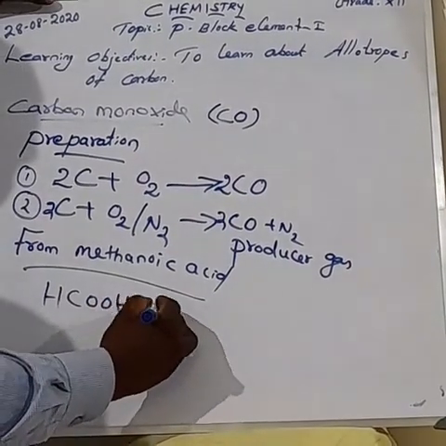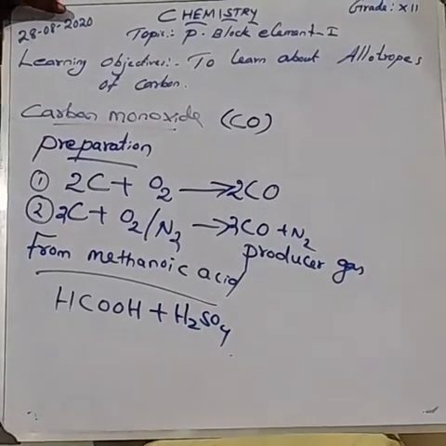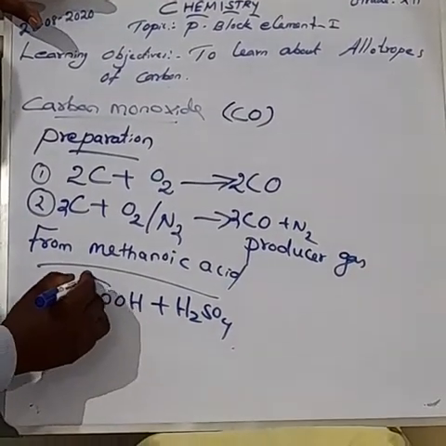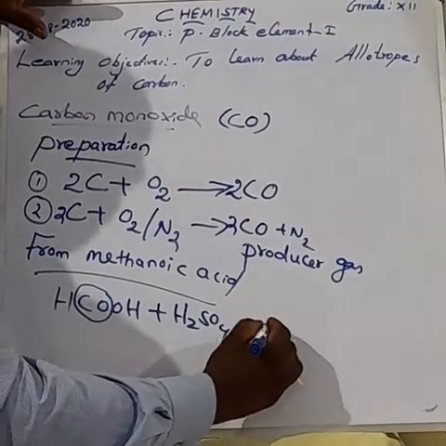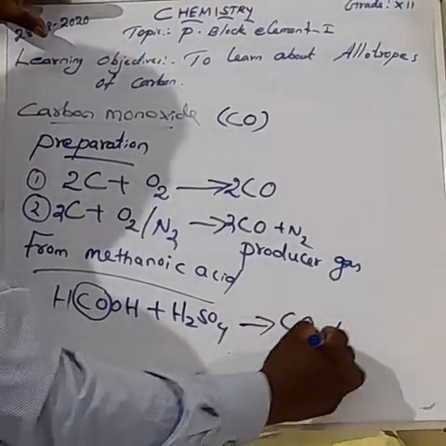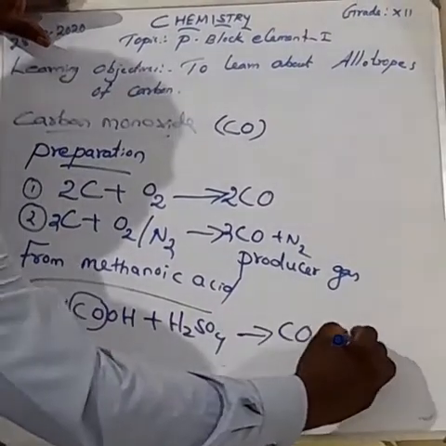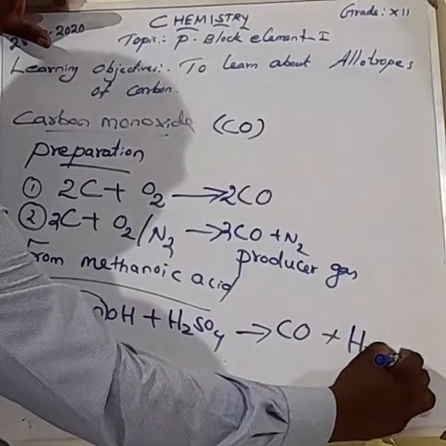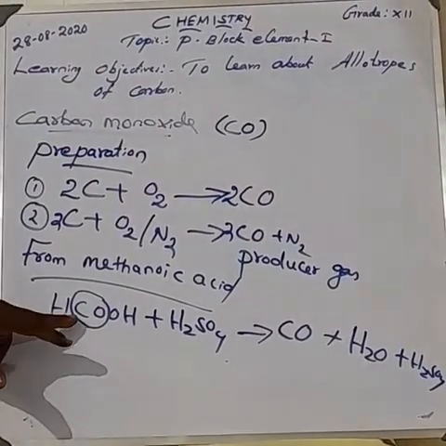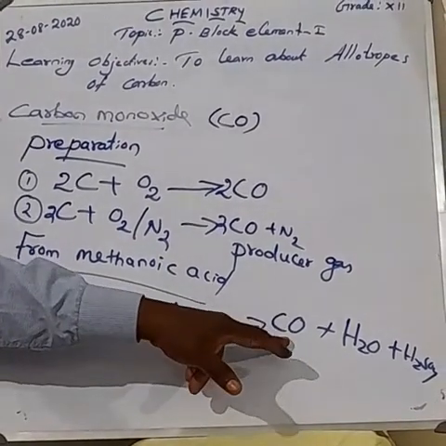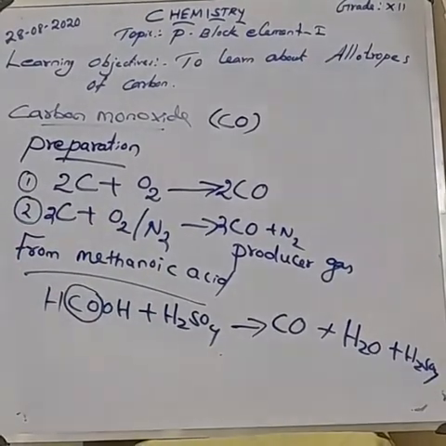Methanoic acid reacts with sulfuric acid. Carbon combines with oxygen to form CO, plus hydrogen combines with OH to form water, plus sulfuric acid. Okay? Carbon combines with oxygen to form carbon monoxide. Hydrogen combines with OH to form water, then sulfuric acid.